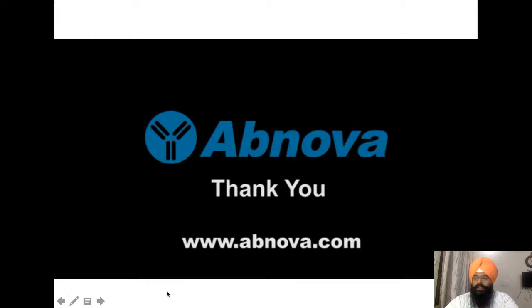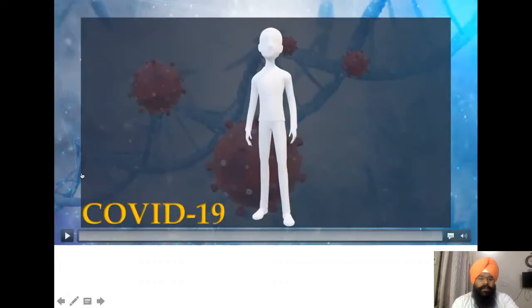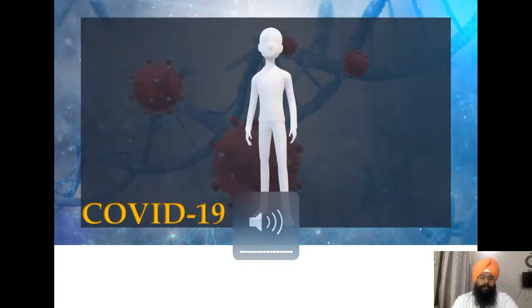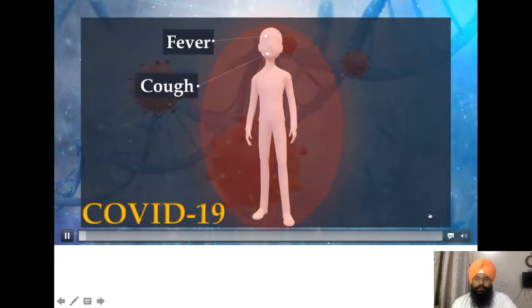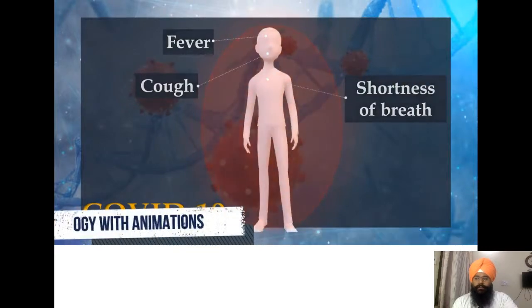And then next, let's see how COVID tests are done. This is quite exciting, a very interesting thing. So let's check this one. Caused by severe acute respiratory syndrome coronavirus 2. When a person is infected, the most common symptoms include fever, cough, and shortness of breath.